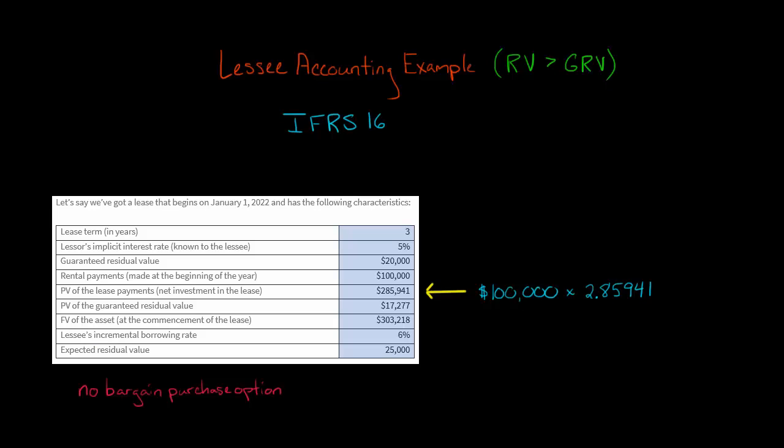Okay, so in short, the residual value is not going to affect the calculation of the lease liability. So the lease begins January 1st, 2022. It's a 3-year lease. Now, we know the lessor's implicit interest rate. We're assuming that that is known to the lessee.